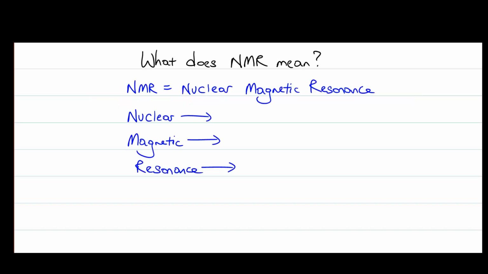The name NMR stands for nuclear magnetic resonance. Nuclear refers to atomic nuclei, meaning nuclei involved. Magnetic refers to the strong magnetic field used in the instrument. And resonance refers to the absorption of energy.